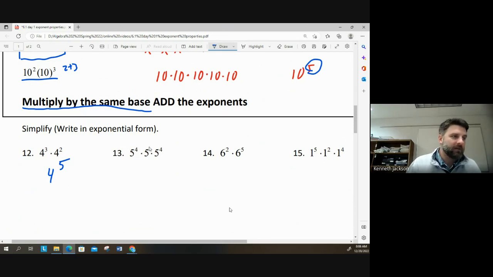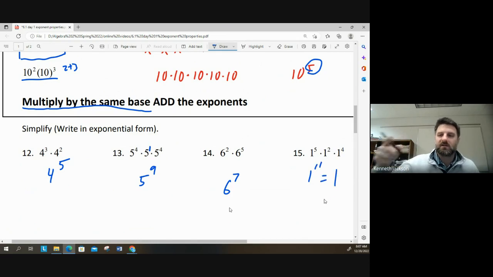5 to the fourth times 5 to the first times 5 to the fourth would be 5 to the ninth. Add the exponents. This would be 6 to the seventh. This would be 1 to the 5, 6, 7, 11th. And of course, 1 to the 11th, you could just write as 1 because 1 times 1 times 1 times 1 times 1 times 1 is just 1.